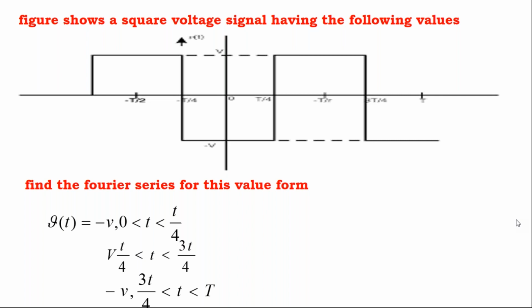Now I'm going to repeat it again. Since you are applying the Fourier series for a periodic waveform, I'm going to assume that the period of this waveform is 0 to T.